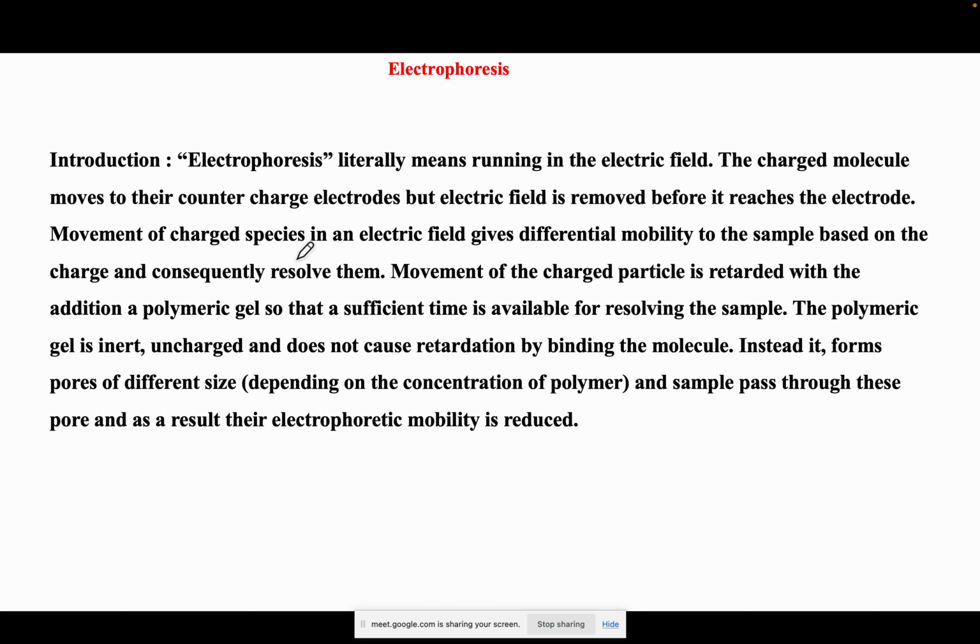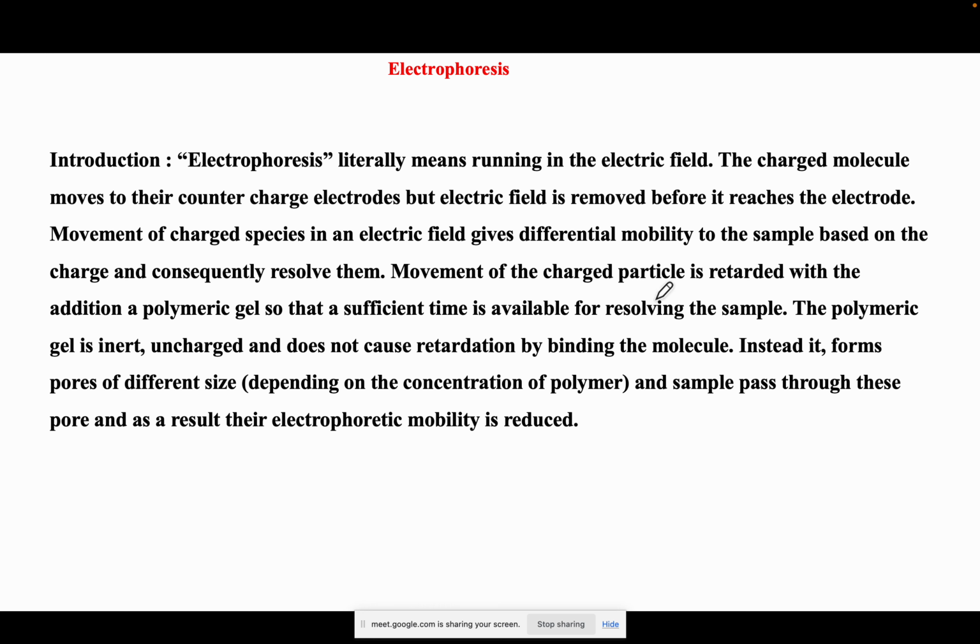Movement of charged species in an electric field gives differential mobility to the sample based on the charge and consequently resolves them. So you are giving an electric field, charged species are moving, and they have differential mobility based on their charge and also based on their size, because if one molecule is very big, like its molecular weight is high, then it won't be able to move as fast. So by that it will be moving, and consequently it will get resolved also.